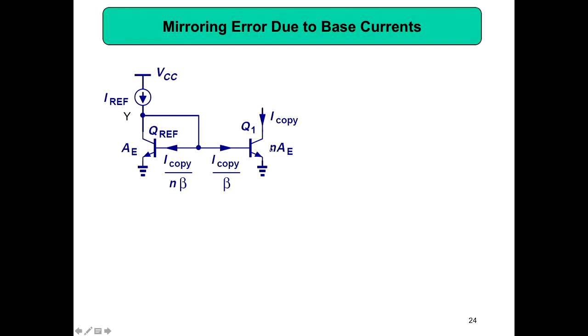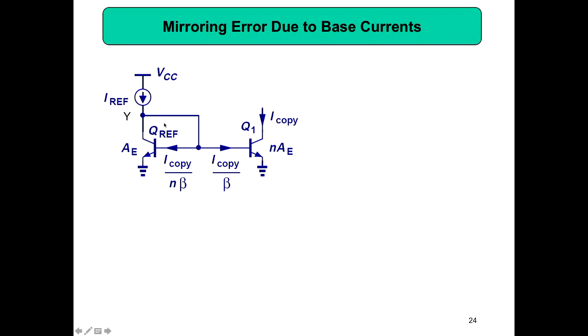Suppose n equal to 1. When n equals 1, it means you have only AE. So here it will become I copy by beta, I copy by beta, meaning both the currents are the same. I copy by beta is the base current. So this is your I copy, that is the collector current of Q1. If this is a collector current, what is the base current? I copy by beta, because base current equals collector current divided by beta. But again, if you have only one transistor, then this current also is I copy by beta.